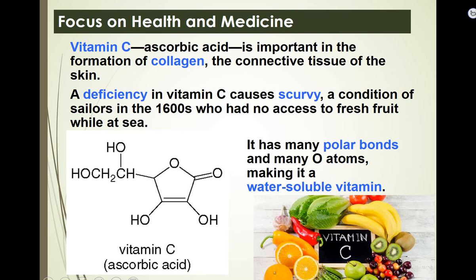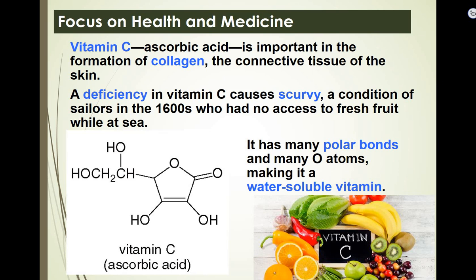Vitamin C is water soluble. Can you tell what the difference is with vitamin C versus vitamin A? It's just a small ring, and look at how many oxygens it has. It has a lot of polar sites, and it has several that are OHs, right? And because it has several that are OHs, it can form hydrogen bonds.